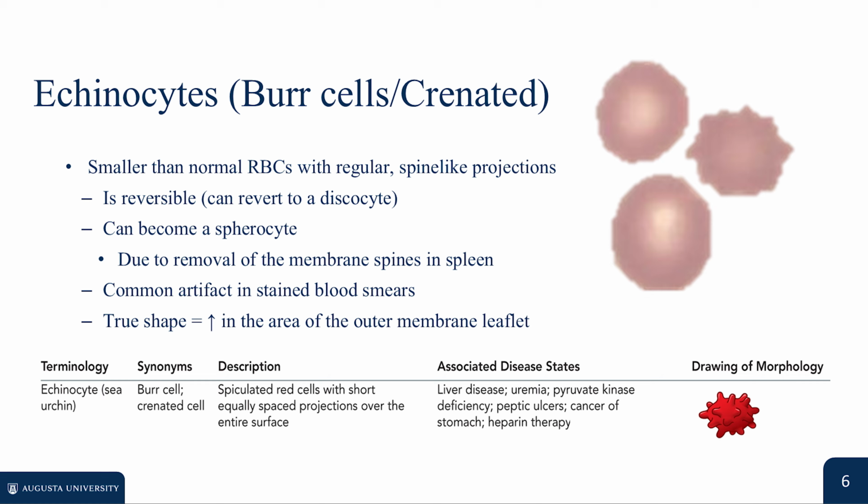However, if true echinocytes remain in circulation, splenic macrophages strip away the membrane spines, reducing total membrane surface area and converting them into spherocytes. True echinocytes are associated with uremia, end-stage renal disease, pyruvate kinase deficiency, and severe electrolyte imbalances, whereas artifactual crenated cells stem from hyperosmolar changes in aged samples.